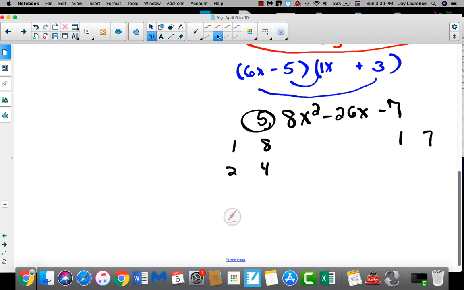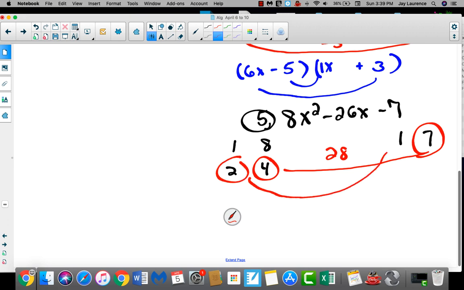I'm going to subtract to get 26. Ooh, how about this? How about 28, and this will make 2, but I want a negative 28 and a positive 2, right? Because I want negative 26. All right, so let me go with a 2x and a 4x.